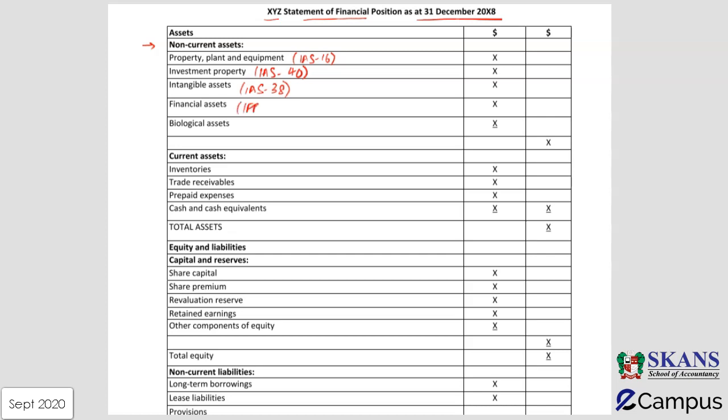In financial instruments, or IFRS 9, we study how to calculate the figure of financial assets or financial instruments in our company. Then we have biological assets, so IAS 41, which tells us how biological assets can be calculated. All of these are our non-current assets.